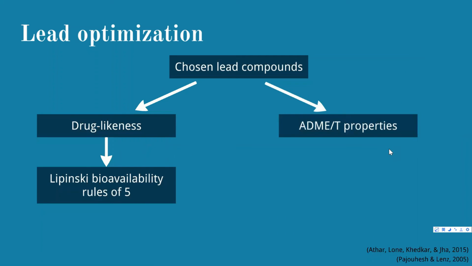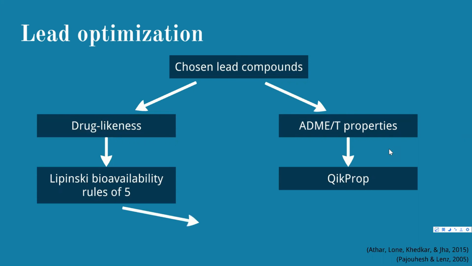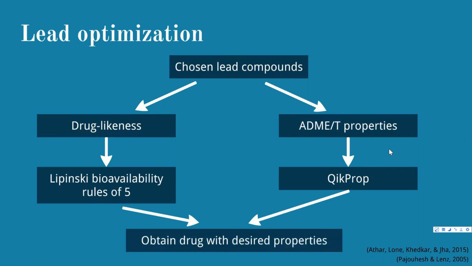The ADMET of these compounds can be modified by using QikProp software. It predicts significant pharmacokinetic and physicochemical descriptors that account for the druggability of a molecule. A drug with desired properties can be obtained, such as increased surface area or higher binding interactions, low toxicity, and so on.